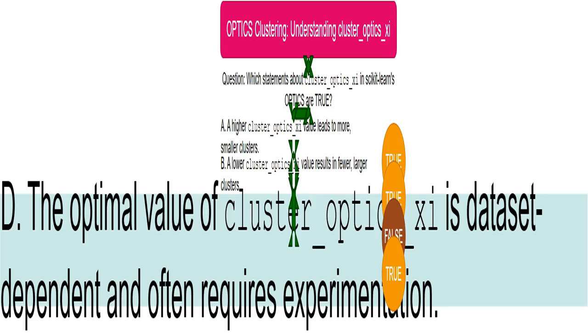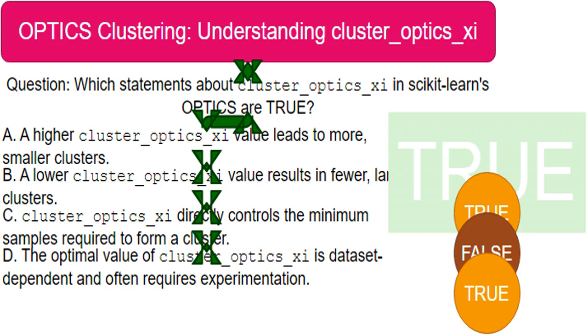This statement discusses the optimal value. The optimal value heavily depends on the specific characteristics of the dataset. It's like finding the right recipe. You'll need to experiment with different ingredient levels to achieve the best outcome. Do you agree? Statement A is correct.